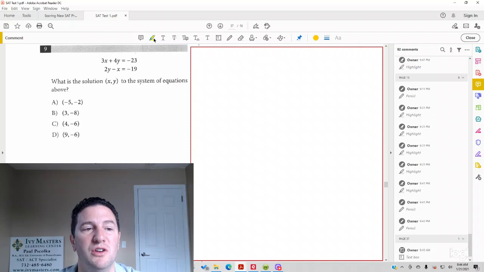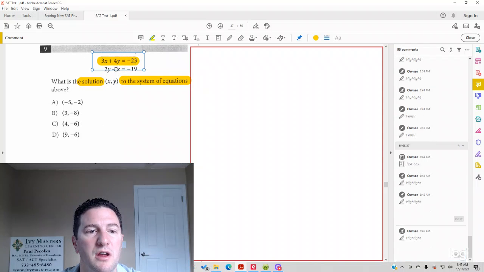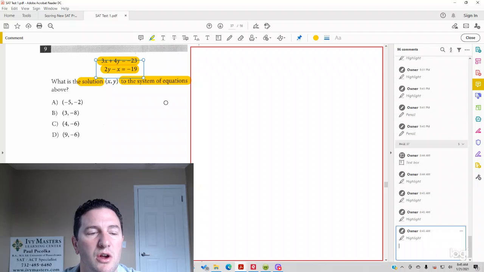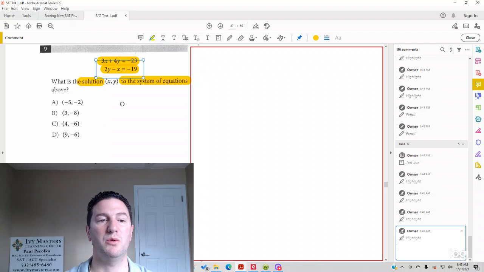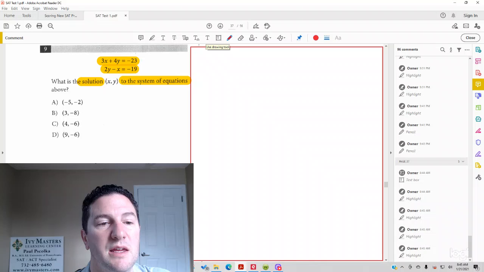This is Section 3 of Test 1, number 9, which reads, what is the solution to the system of equations above? You can see the system up there. There's two major ways to approach this. One is you could use your answer choices. You could plug them right in. The answer choice has got to work in both equations. If it works in both equations, then you're good.